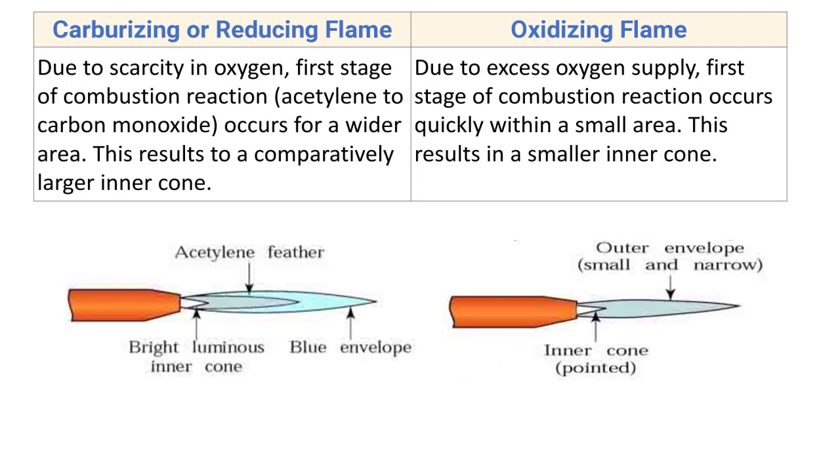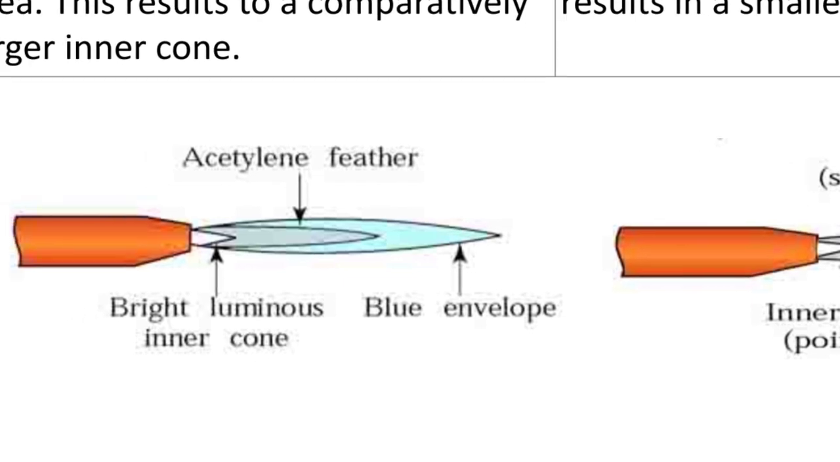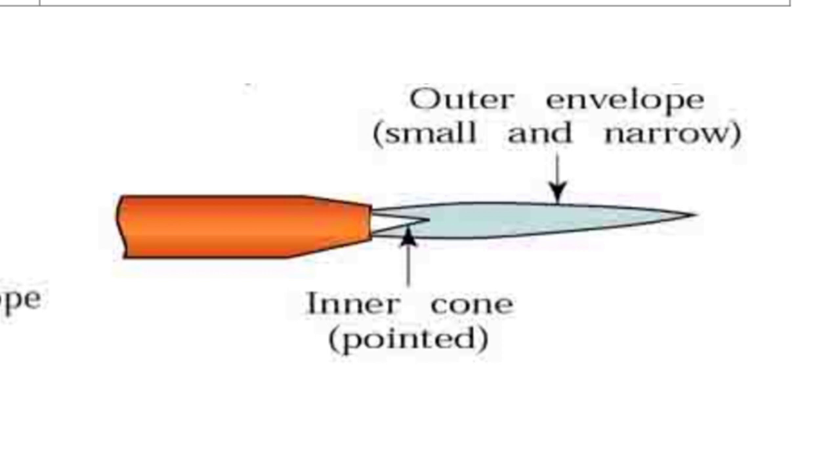Next difference, due to scarcity of oxygen, the first stage of the combustion reaction occurs over a wide area. This results in a comparatively larger inner cone. So your carburizing flame consists of a large inner cone due to less supply of oxygen. Then the oxidizing flame, due to excess oxygen supply, the first stage of combustion reaction occurs quickly within a small area. This results in a smaller inner cone. Here you can see a smaller pointed inner cone.